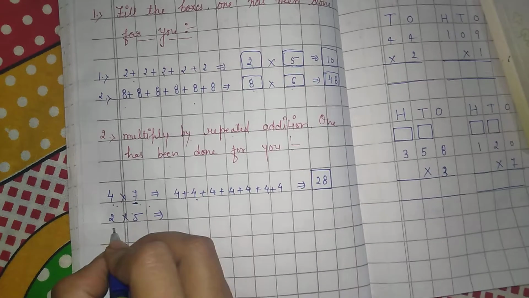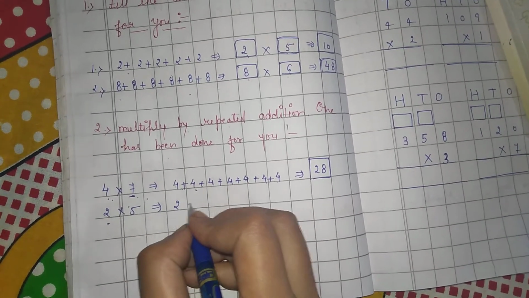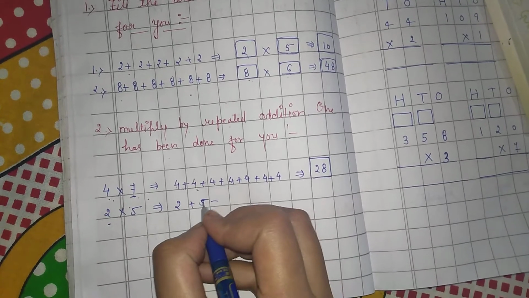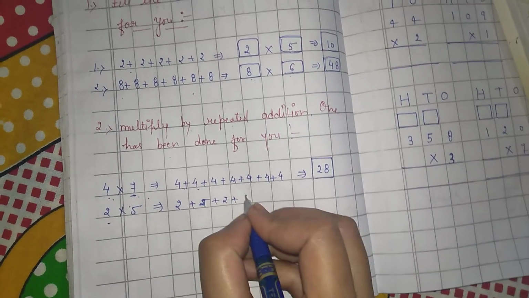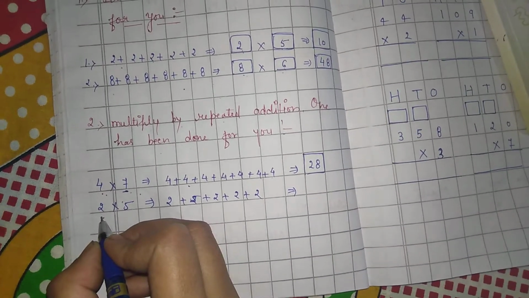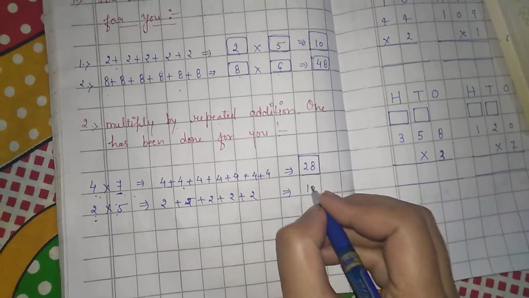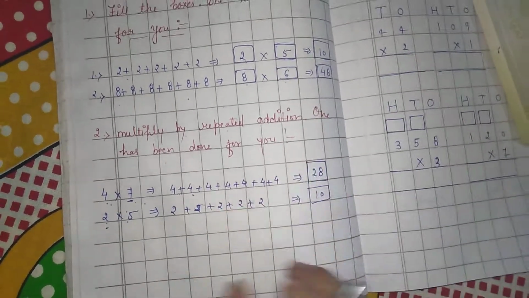Now come to this one. First we will write here 2. How many times? 5 times. Then make a plus sign. Like that. Now we will read the table of 2 for 5 times. So 2 5s are 10. So we will write here 10. Got it now?